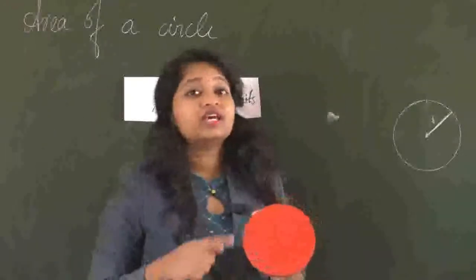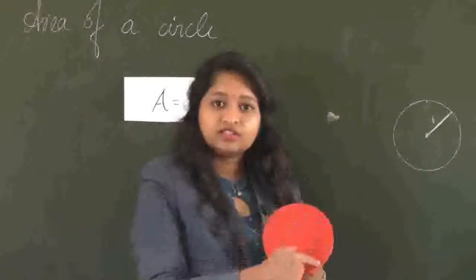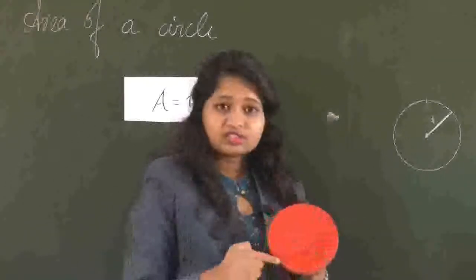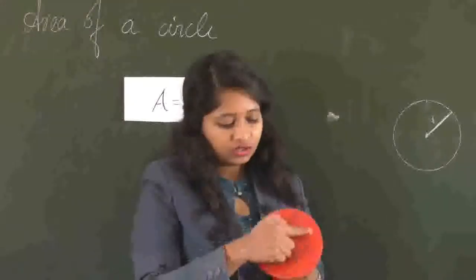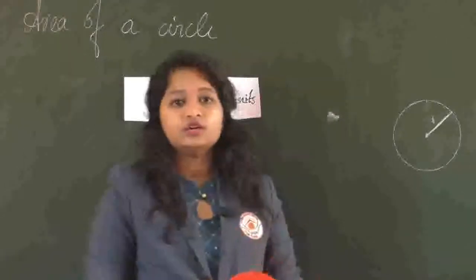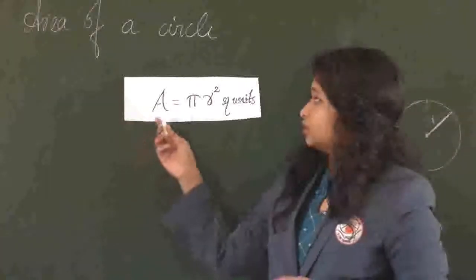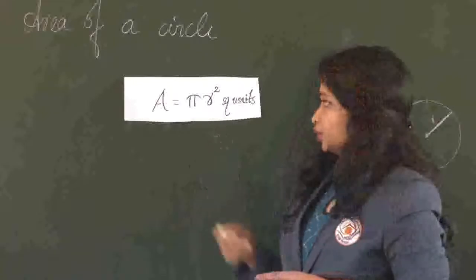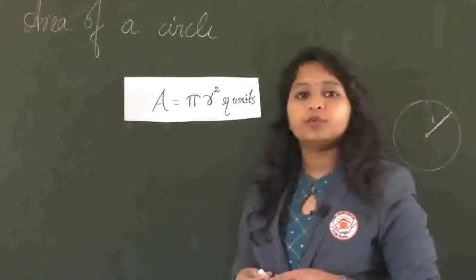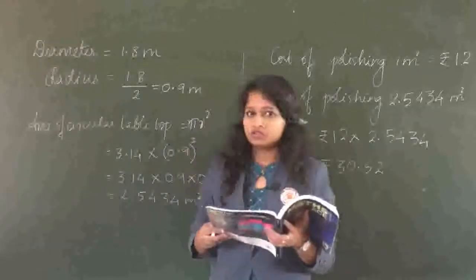Now let us see the area of a circle. Okay? The region enclosed inside the circumference of a circle is called the area of a circle. We know this is the circumference, isn't it? So the region which is inside the circumference, this part is the area of a circle. We have a formula to find the area of a circle, which is pi r square units. We know the value of pi, it is 22 by 7 or 3.14. Now let us see one question related to the area of a circle.